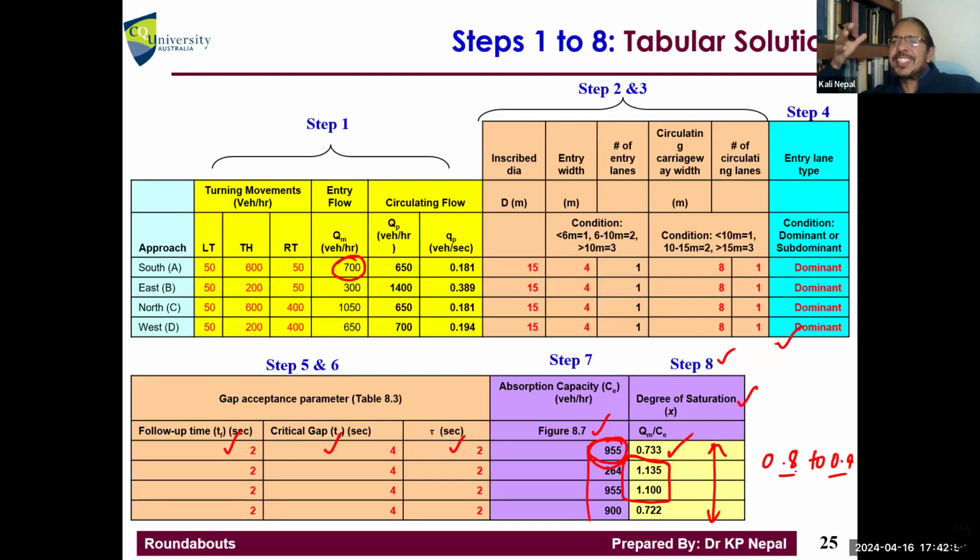If something small happens, some people don't go in the gap, or some people are afraid to get in, then what happens? There will be a queue. So we try to make about 80 to 90%. In this case, the other two look all right. What does that mean? South and west approach look all right, but the north and east approach need some attention.